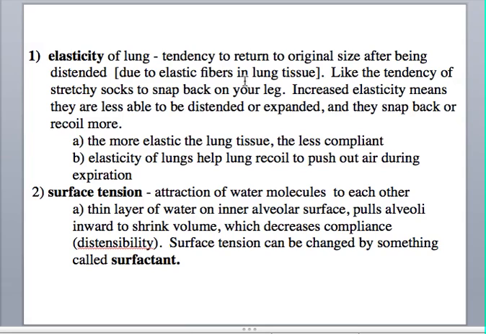on your leg. So if you have increased elasticity, it means that they're less able to be distended or expanded. It means that they're harder to expand because they're snapping back a lot. So let's say, to help you understand this with the lung, the more elastic the lung tissue, the less compliant. And we could say the less elastic, if the lung tissue decreases in elasticity, then it will be more compliant. The less elastic tissue, then the more easy it is to expand the lungs.